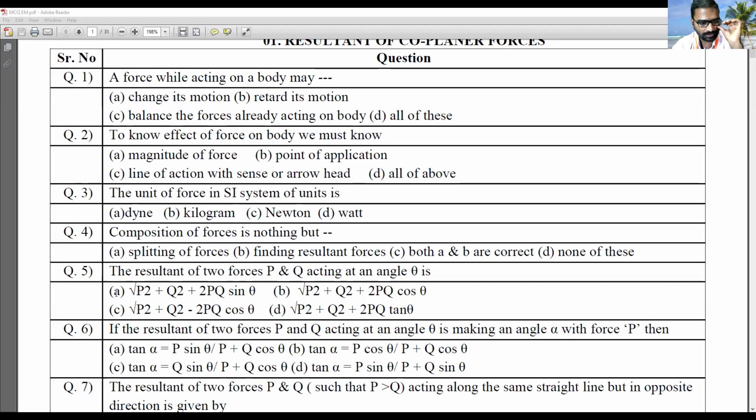Okay, question number 6. The direction is tan alpha equal to Q sin theta divided by P plus Q cos theta. So you have to consider the second force always. If instead of P and Q in the question paper he has mentioned F1 and F2, then tan alpha is equal to F2 sin theta divided by F1 plus F2 cos theta. Okay.